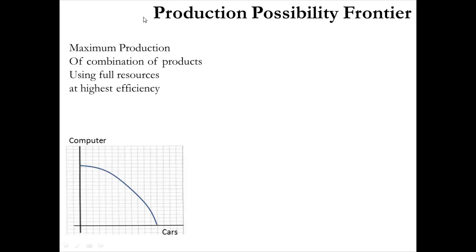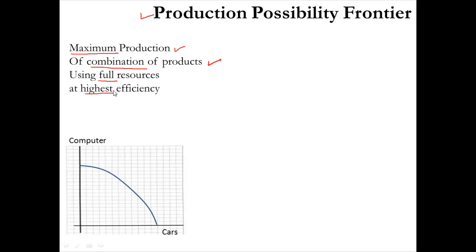In this presentation, I am going to explain the production possibility frontier. Now, if someone asks you what is the definition of production possibility frontier, it stands for the maximum production in an economy, production of combination of products, maximum production, combination of products using full resources at highest efficiency. So the production possibility frontier represents all these four characteristics.